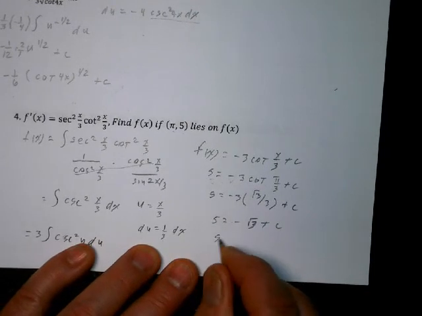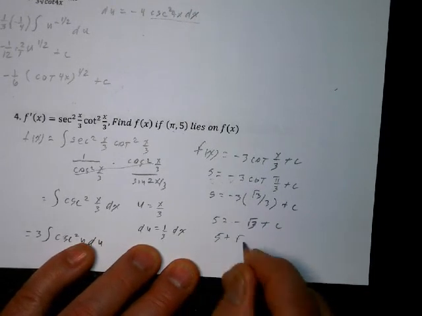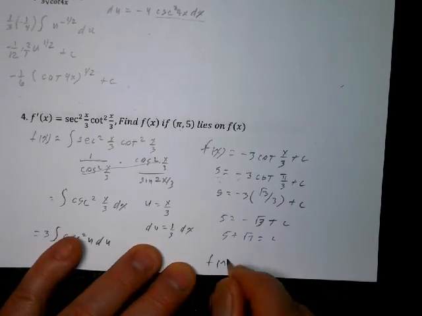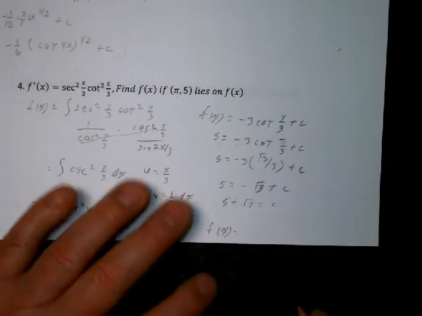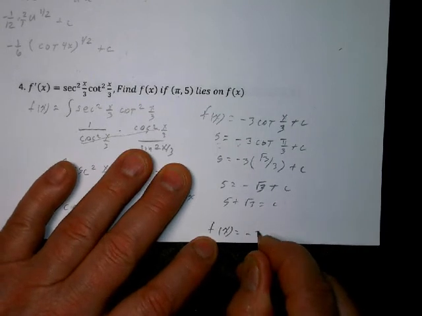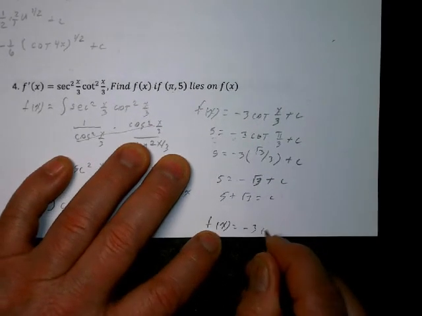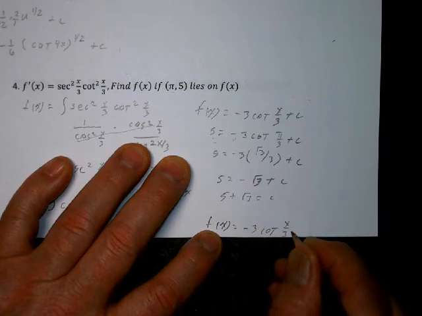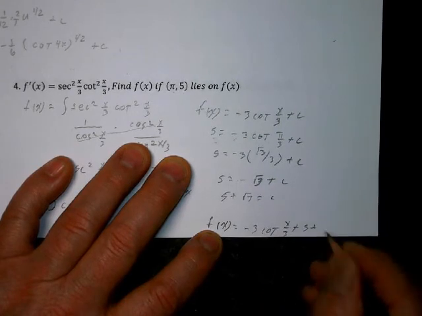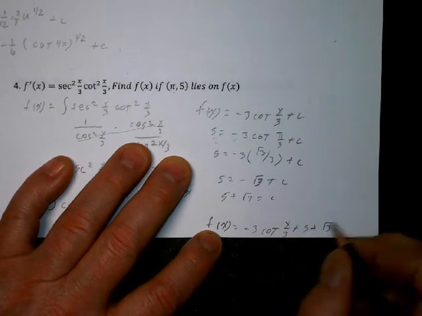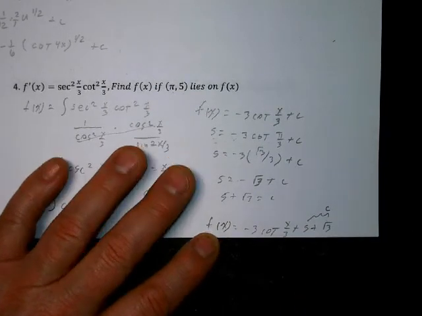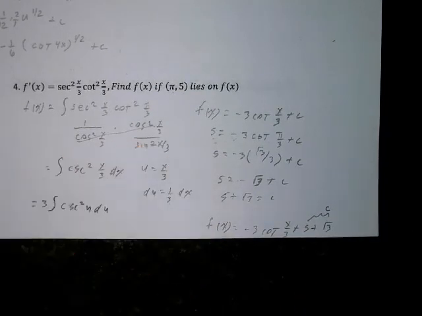So 5 equals negative root 3 plus c. 5 plus root 3 equals c. Therefore, f of x equals negative 3 cotan x over 3 plus 5 plus root 3. Just remember that all that right there that we just figured out is c.